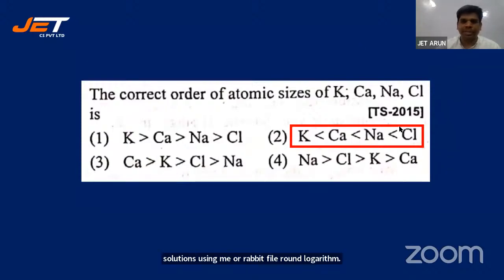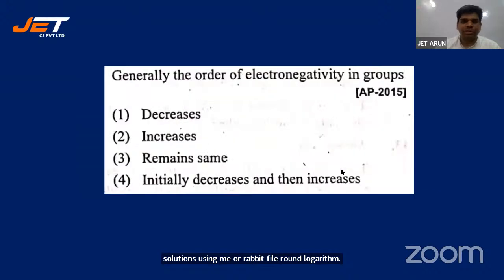All right, let's go for the next question. Generally, the order of electronegativity in groups: decreases, increases, remains same, initially decreases and then increases. Praneeth says increases. Vaishali says 2, increases.